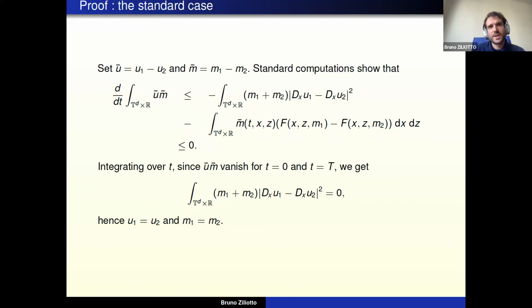At the end, you get just the difference between U bar, M bar evaluated at t and evaluated at 0. But when you evaluate U bar, M bar at 0 or t, by assumption they coincide. So you get that the integral of M1 plus M2 times the square of the difference of the derivatives is equal to 0. Then you can deduce that U1 and U2 coincide, and then that M1 and M2 coincide. This is basically a summary of what is usually done.